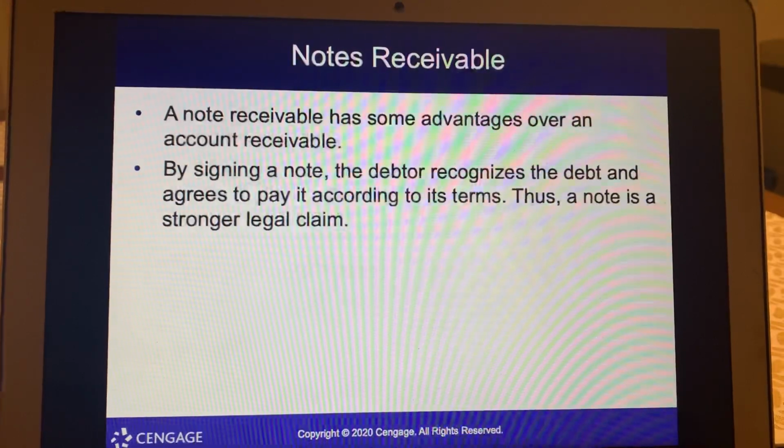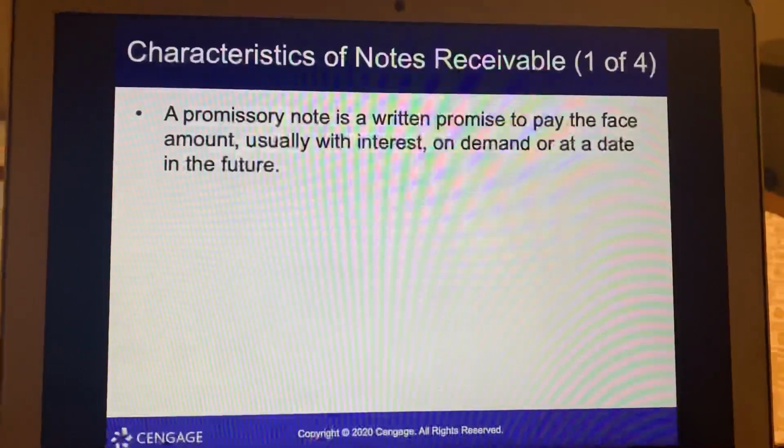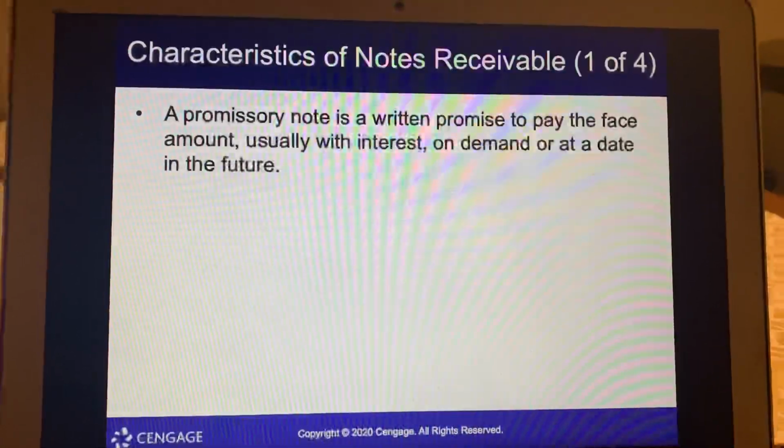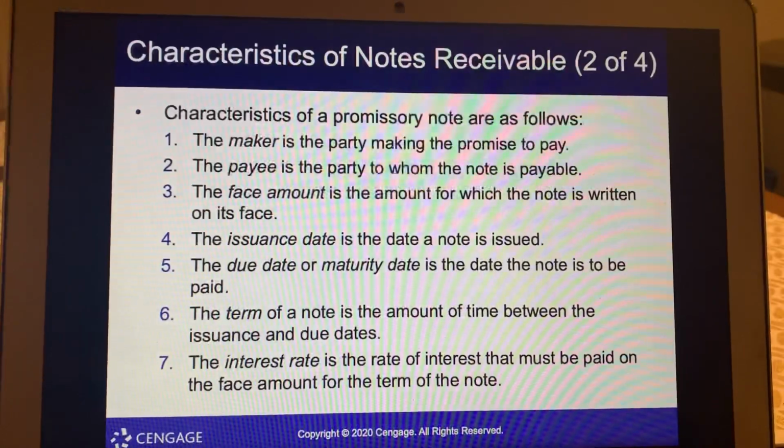Note receivable. A note receivable has some advantages over account receivable. By signing a note, the debtor recognizes the debt and agrees to pay it according to its terms. Thus, a note is a stronger legal claim. A promissory note is a written promise to pay the face amount, usually with interest, on demand or at a date in the future. Characteristics of a promissory note are as follows.